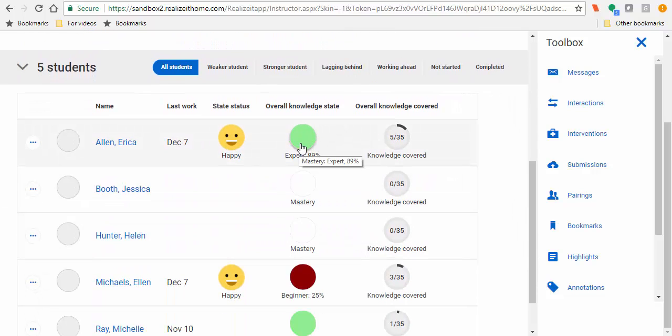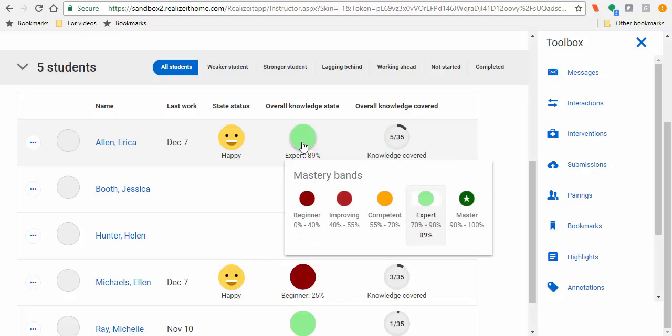Additionally, the colors have changed. The mastery bands have now become full circles, so they actually make it a little bit easier for everyone to see exactly where they lie. So if a student is ever questioning this, they see this as well. They see what their mastery bands are. They see where they fall, and that will help them understand as well.